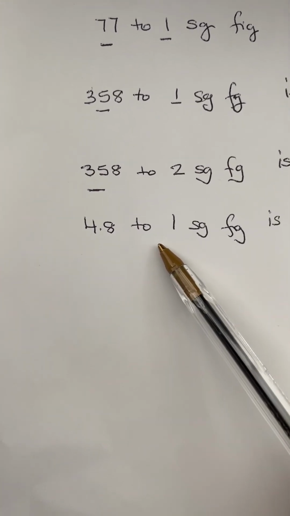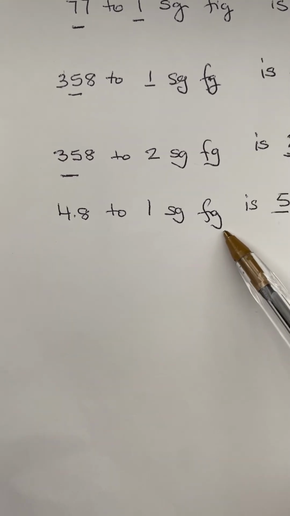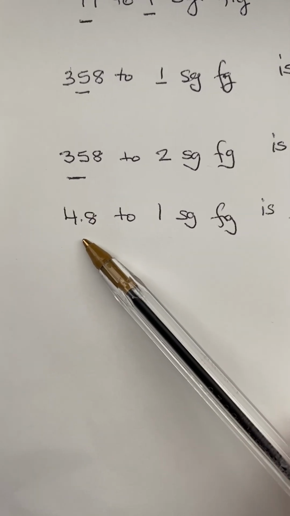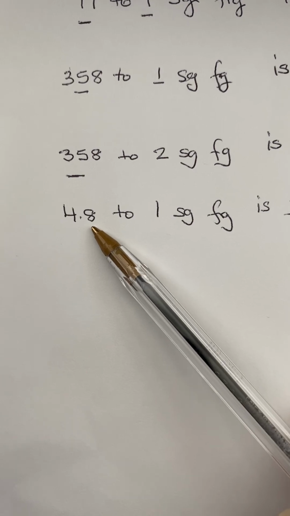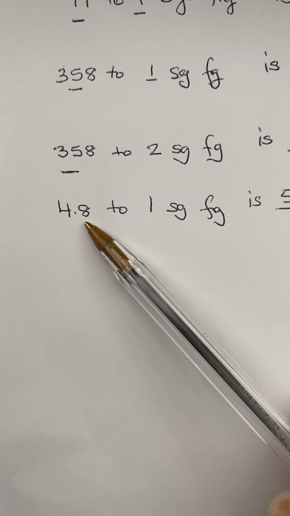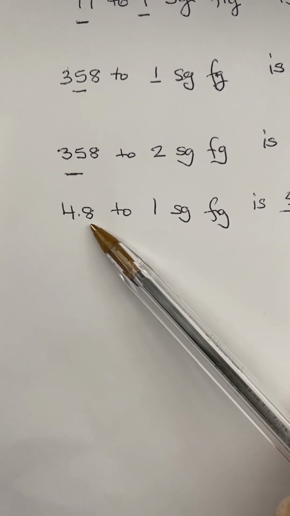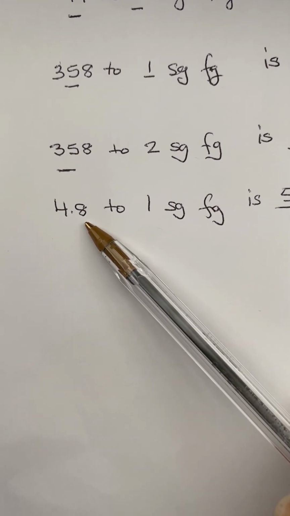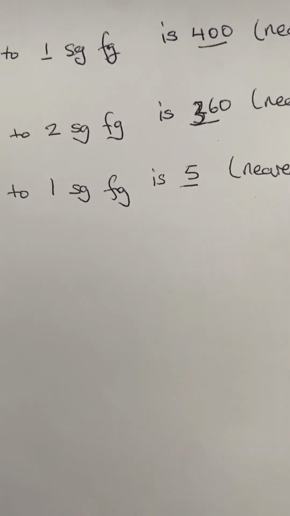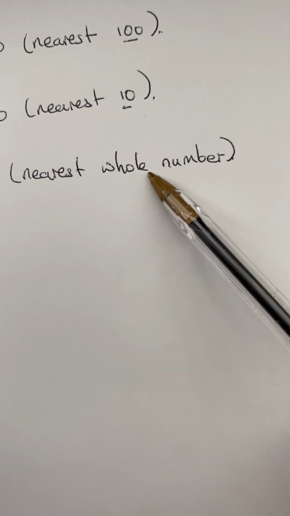4.8 to one significant figure. Now this is two significant figures, even though it's in a decimal form. So the 8 here is greater than 5. So we round it up and our answer becomes 5, the nearest whole number.